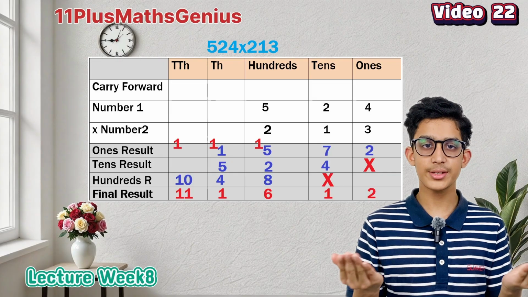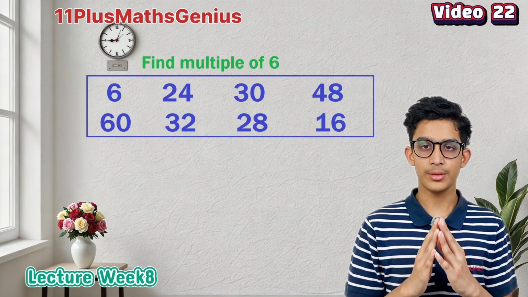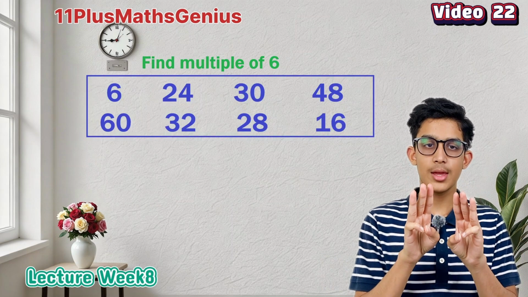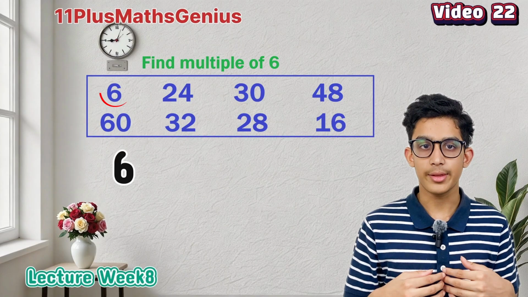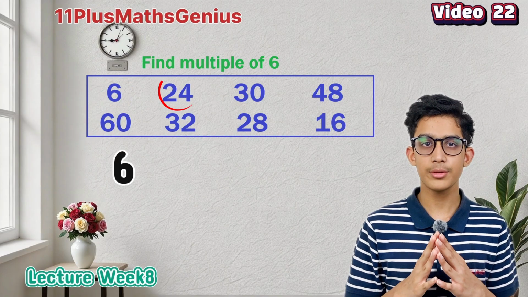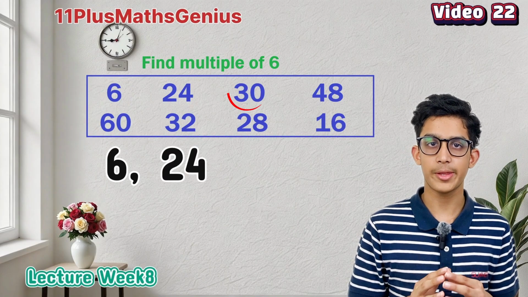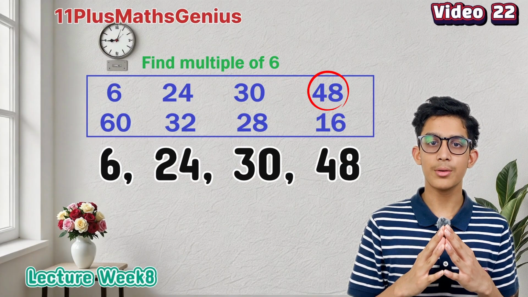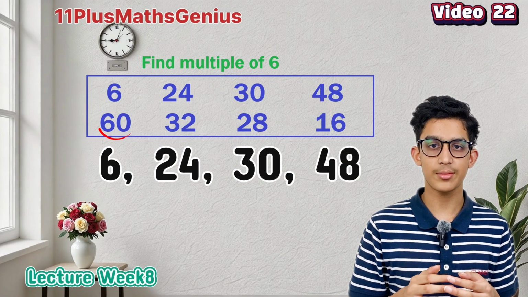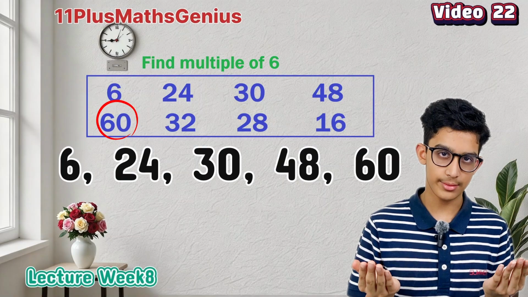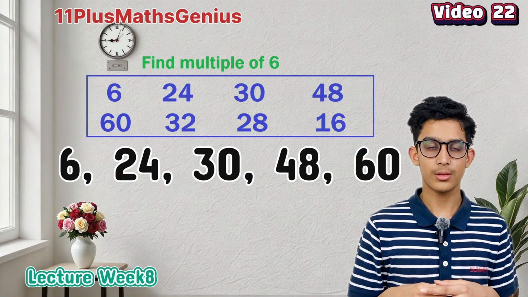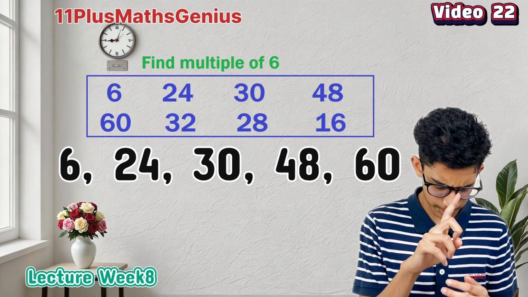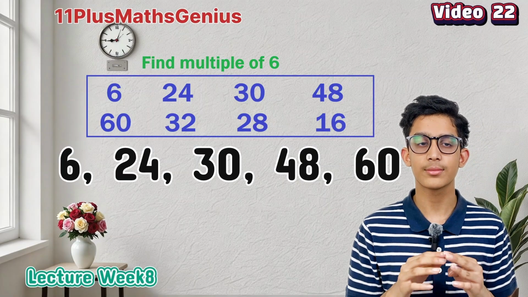Let's do some practice. From the numbers in the box, find every multiple of 6. So we have 6. 4 times 6 is 24. 5 times 6 is 30. 6 times 8 is 48. 6 times 10 is 60. However, 32, 28 or 16 are not multiples of 6.